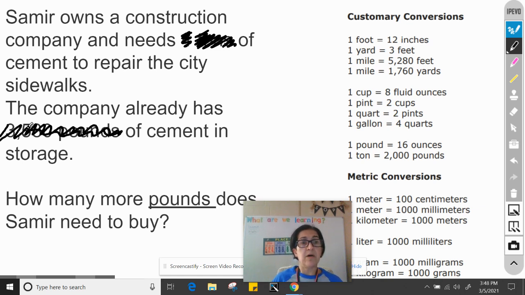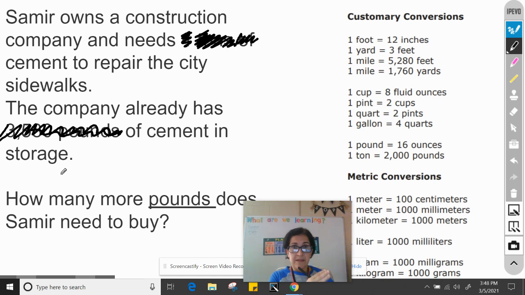Don't worry much about the numbers at first. Try to understand what the problem is asking you. So say Samir owns a construction company and needs cement. He needs cement to fix the city sidewalks. Okay, that's what he needs. Cement. The company already has cement in storage.